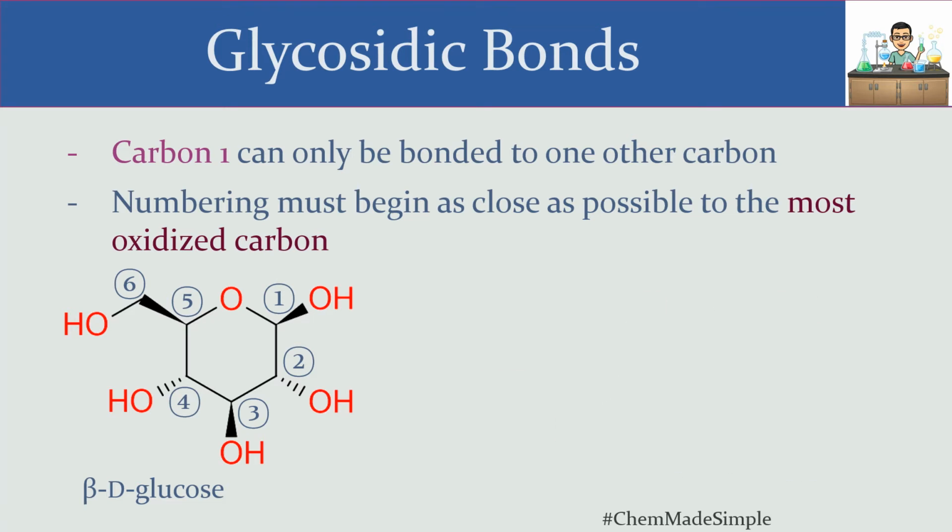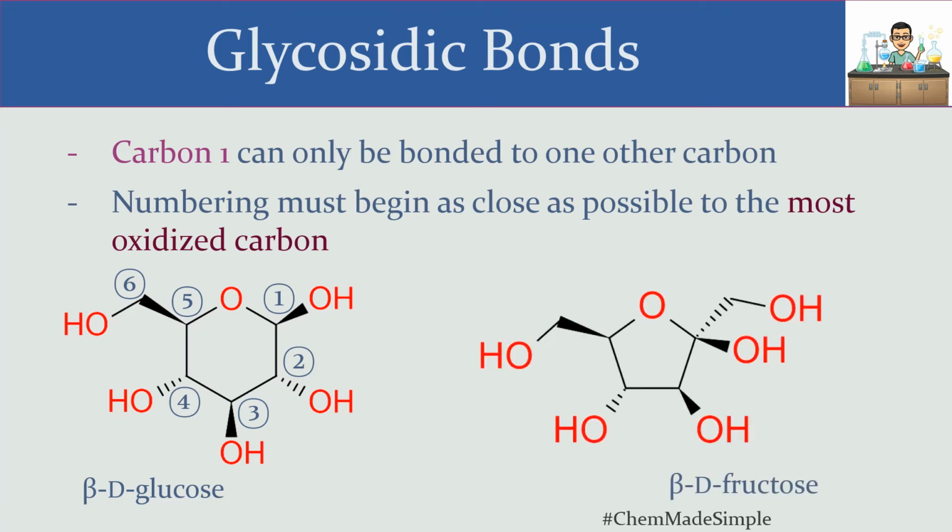Let's take a look at another molecule. So let's take a look at fructose as well. Glucose and fructose are the two main sugars in honey, which was at the beginning of our video today. If we take a look at fructose, let's check out where our possibilities are in terms of numbering. I only have this carbon right here bonded to one other carbon, and this carbon over here is also bonded to one other carbon.